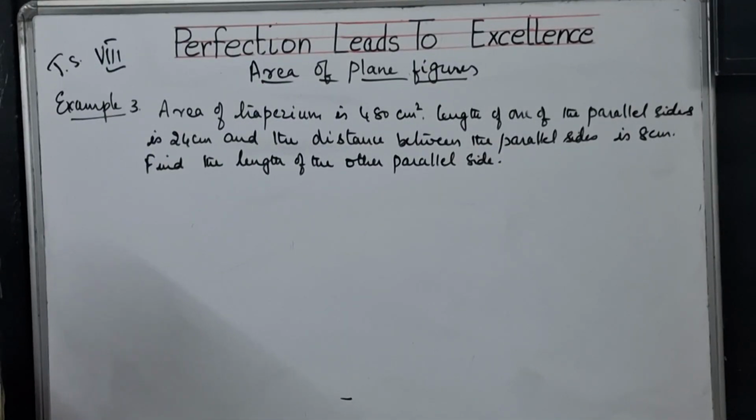Now, example 3, children. The area of a trapezium is 480 square centimeters. The length of one of the parallel sides is 24 centimeters and the distance between the parallel sides is 8 centimeters. Find the other parallel side.